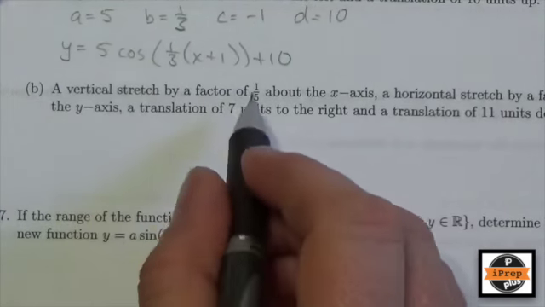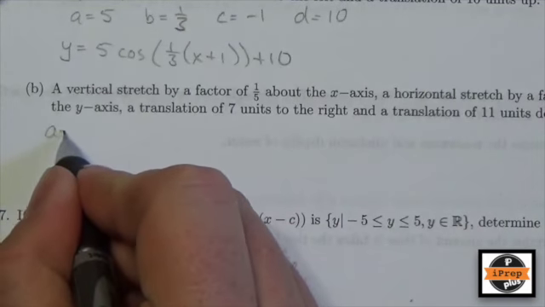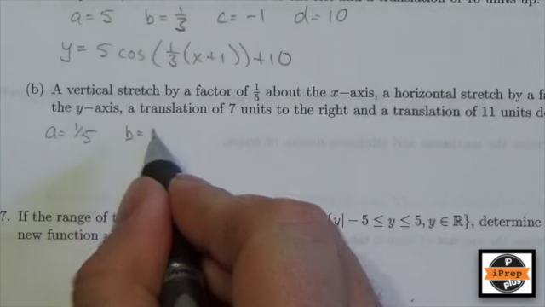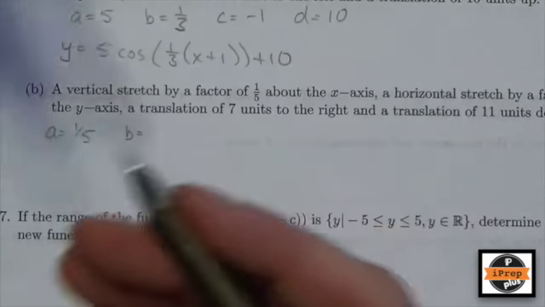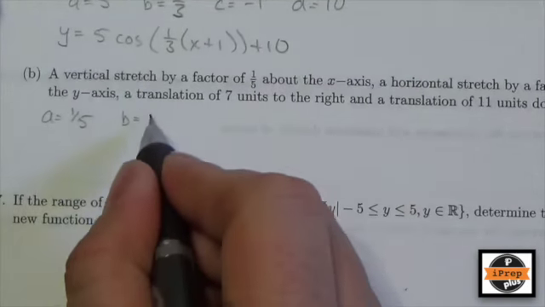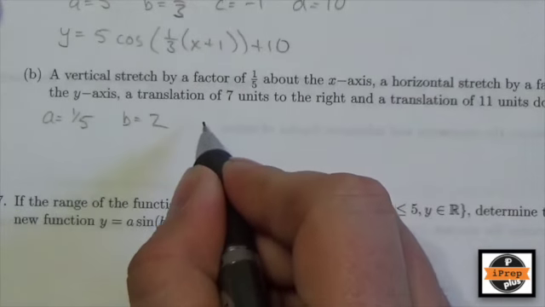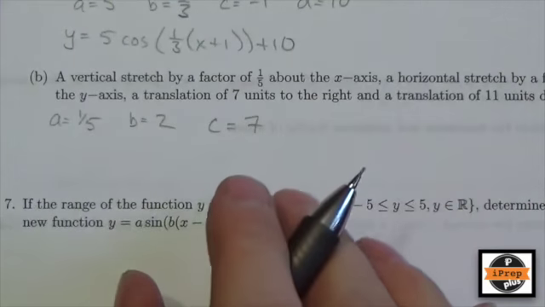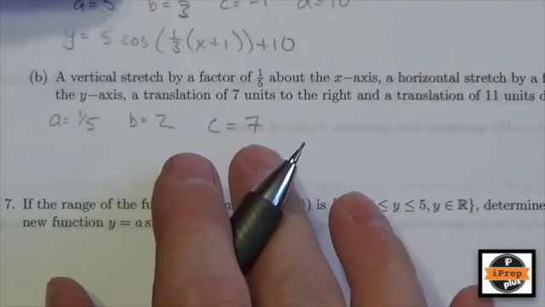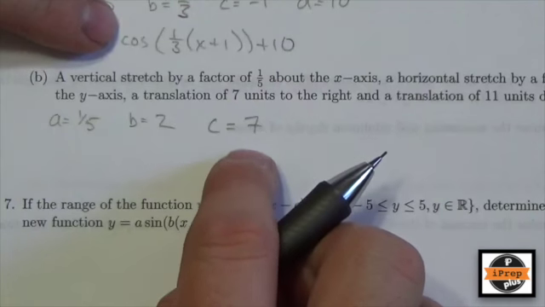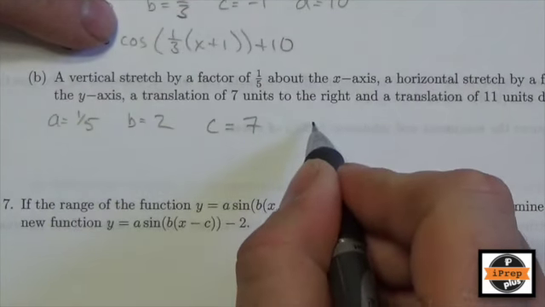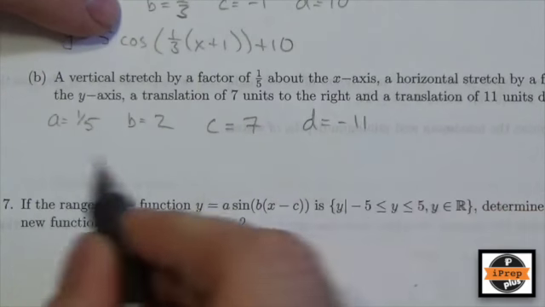A vertical stretch by a factor of 1/5. In this case, we know that a is therefore going to be 1/5. A horizontal stretch by a factor of 1/2. And again, when I put it into the equation, I need to reciprocate it, so this is going to end up being 2. Translation 7 to the right. I know there are issues with signs here, but just work with me. This is going to be positive, I want it to go to the right. And then 11 units down, d is going to be negative 11 here.